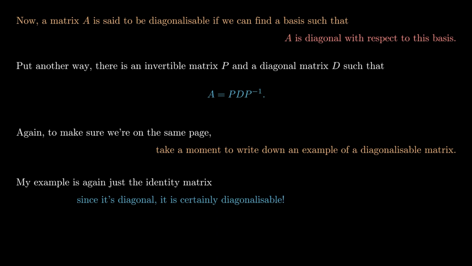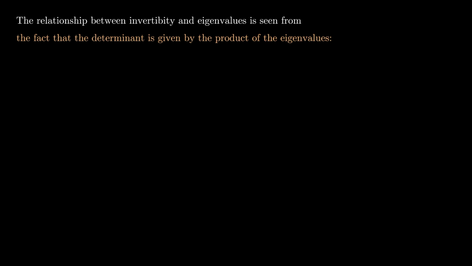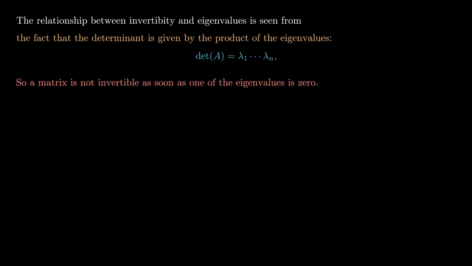It's diagonal. So the relationship between invertibility and eigenvalues is seen from the fact that the determinant is given by the product of the eigenvalues. So if the eigenvalues are lambda 1 through lambda n, then the determinant is just given by lambda 1 times lambda 2 all the way through to lambda n. Now a matrix is not invertible as soon as the determinant is 0. And so in particular, a matrix is not invertible as soon as one of the eigenvalues is 0.